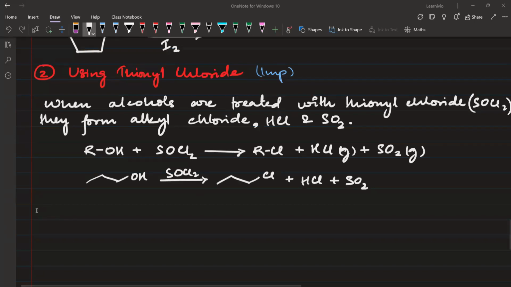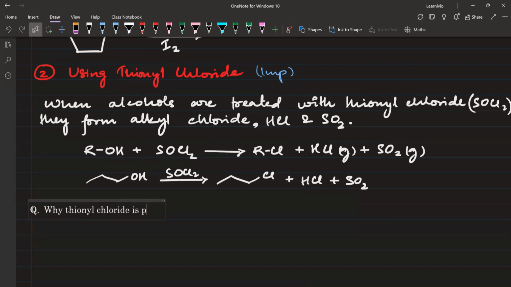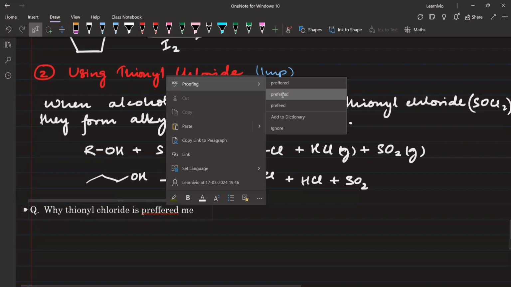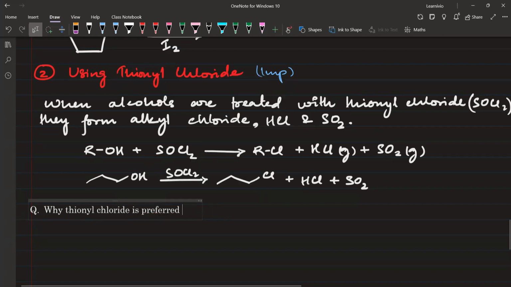Why? Because this question is asked many times in the board examination, and it is also there in the NCERT textbook. The question says: why is thionyl chloride the preferred method of preparation of alkyl halide using alcohol? Why is it a preferred method of preparation?